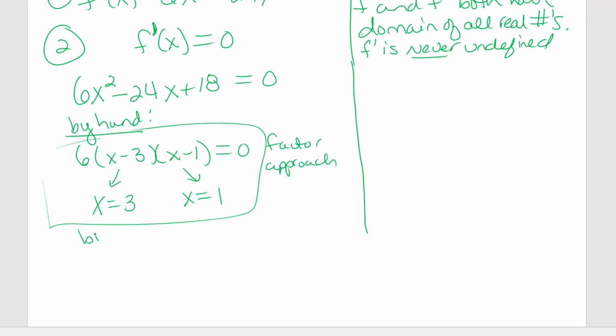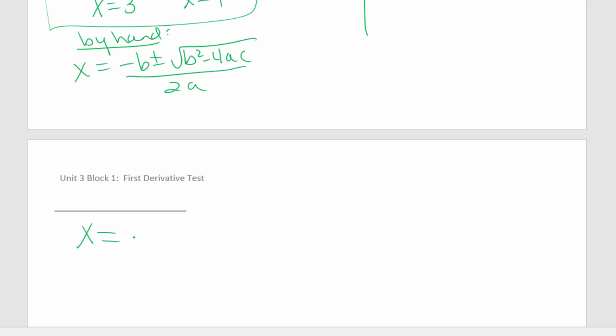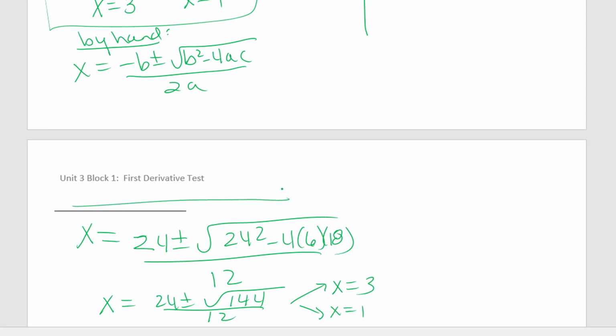Another way to solve by hand would be to use the quadratic formula. Remember, that's x equals negative b plus or minus square root of b squared minus 4ac all over 2a. That is x equals 24 plus or minus square root of 24 squared minus 4 times 6 times 18 all over 12. So x equals 24 plus or minus square root of 144 over 12. And that would give you x equals 3 and x equals 1. Same answers, just doing it using a different method.